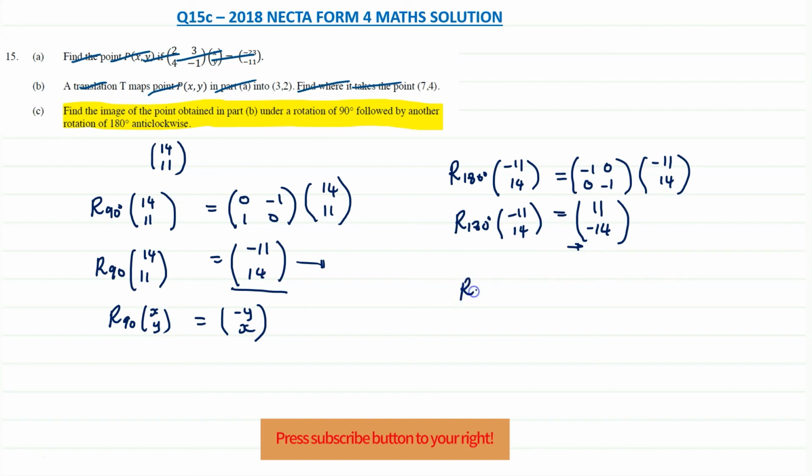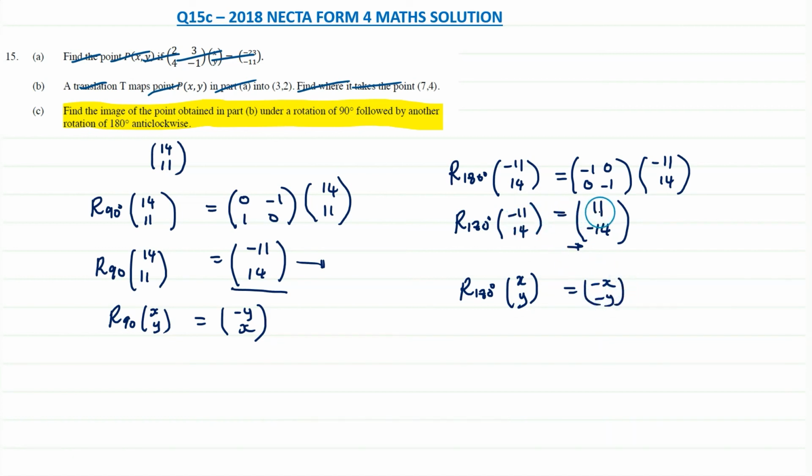Similarly, if you are rotating something generally by half a turn, so if you have (x, y), then it will just be negative x and negative y. So you can see here, this has changed sign, and this has just changed sign.